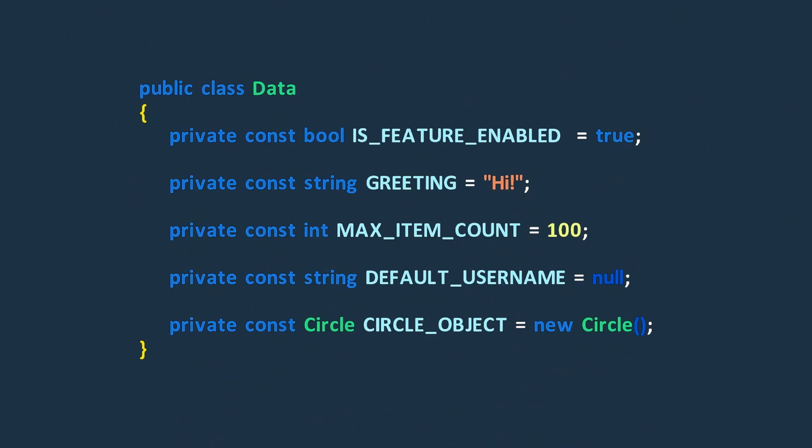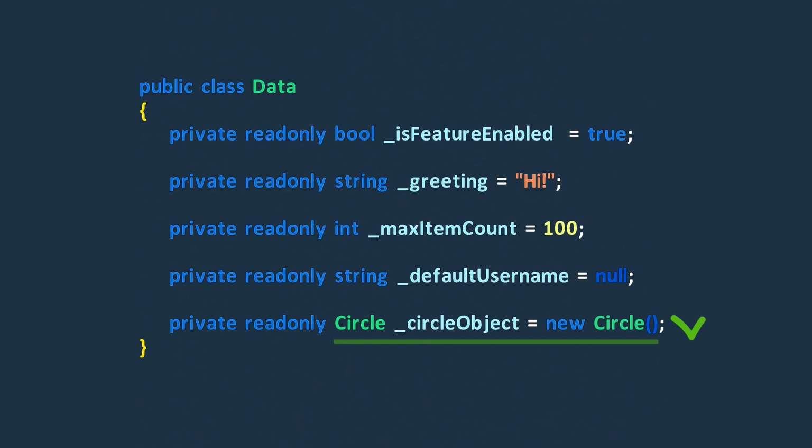Next, let's talk about the types of values that these fields can store. Const fields can only hold values of primitive types or strings. This means we can assign numbers, characters, boolean values, or strings to const fields. On the other hand, read-only fields can hold any type of value, including complex objects. This flexibility allows us to store a wider range of data.